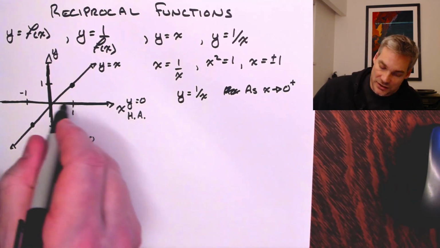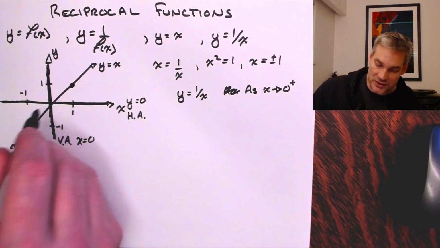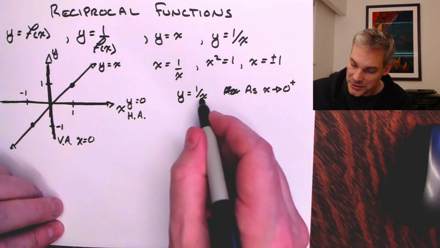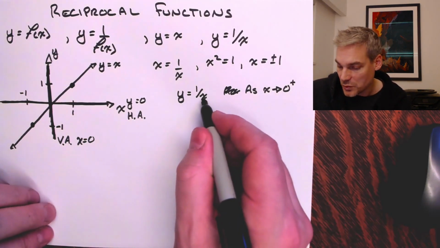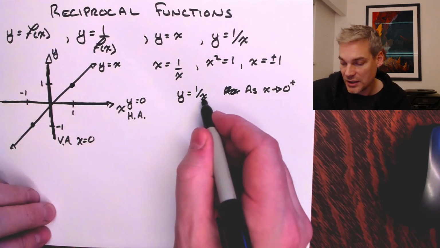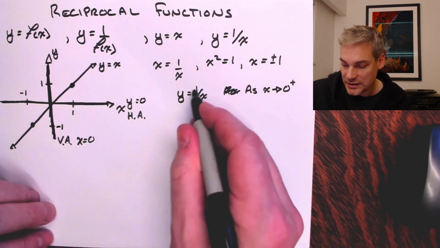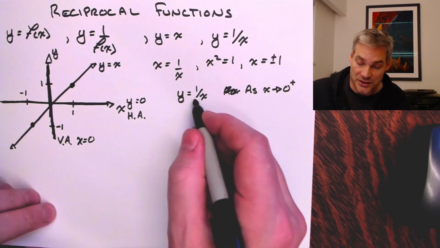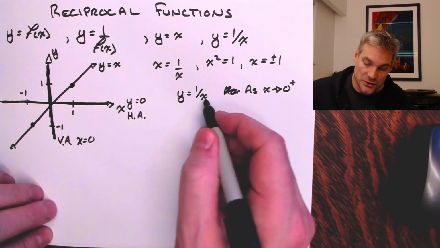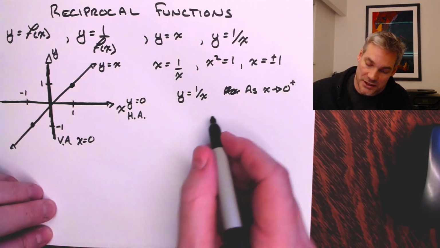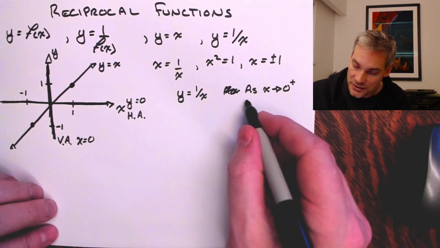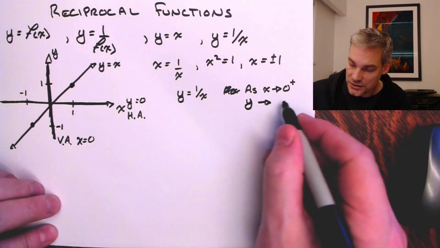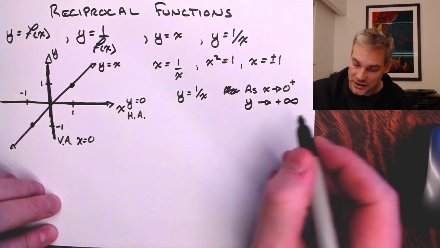So as x goes to 0 from this side, the positive side, what happens? Well, if x is 1, that's just 1. If x is 0.1, now y is 10. If x is 0.0001, now it's going to be 1,000. So as x gets smaller, y gets bigger. So as x goes to 0 from the positive side, y goes to positive infinity.